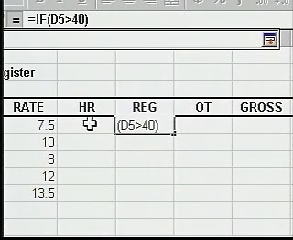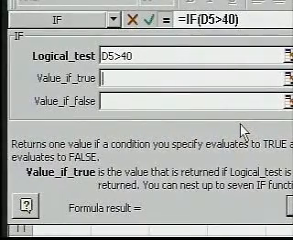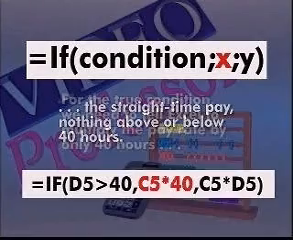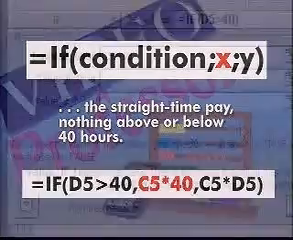We now have the condition to be tested, so let's create a formula to calculate the pay if that condition is true. Press Enter to finish the logical test. When the wizard reappears, press your Tab key to move on to the next entry box. For the true condition, we need to tell Excel to multiply the pay rate by only 40 hours. The straight time pay, nothing above or below 40 hours.